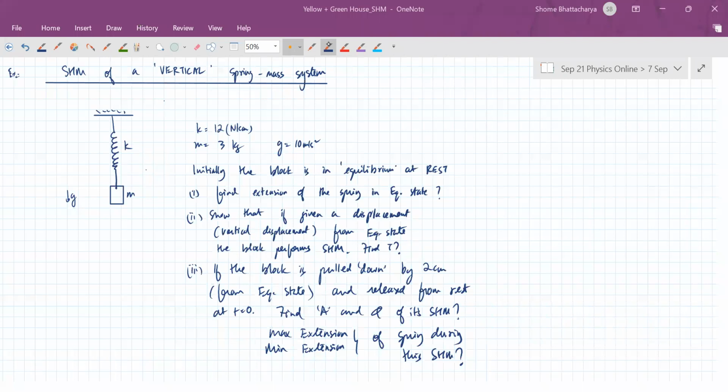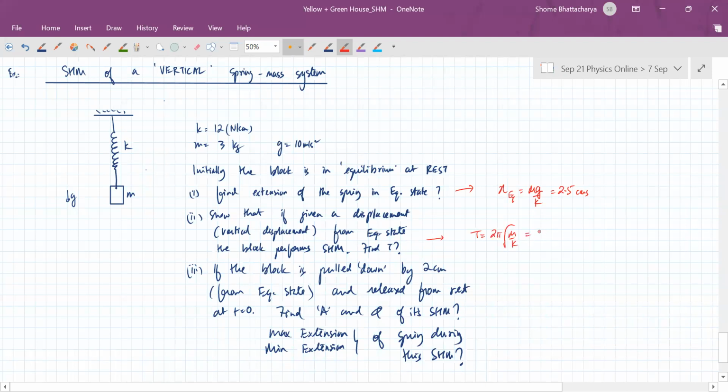Okay, so I'm just putting up the answers first. So what we'll see is that this thing, x of the spring in equilibrium will be mg by k. So that will be 30 newtons by 12 or 2.5 centimeters. Now time period will be 2 pi under root m by k.